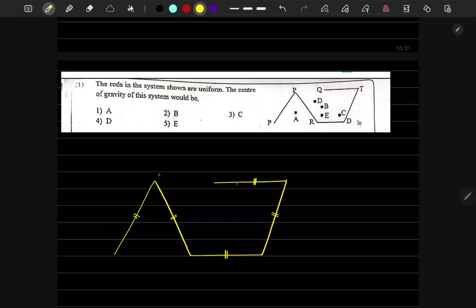Question number 21. The rods in the system shown are uniform. The center of gravity of the system would be. Now, I'll redraw the diagram. If you take a closer look at this, these rods kind of look similar, right? So I'll consider that the mass of these rods as m. Then the center of gravity of these pairs of rods.